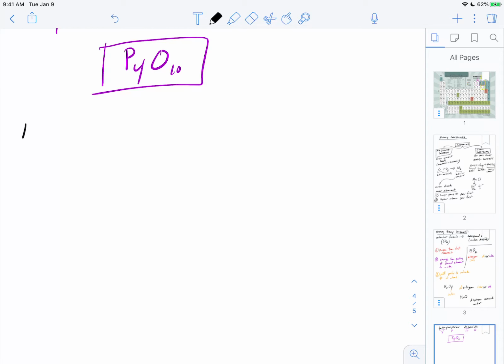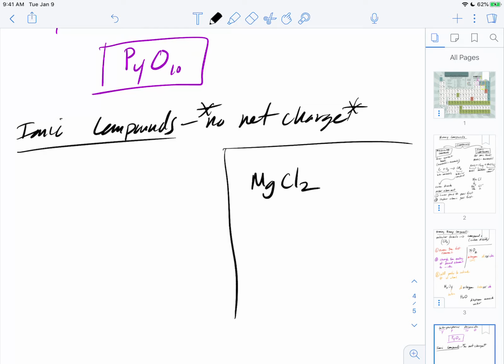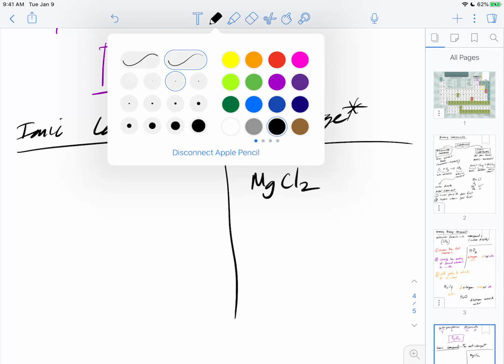So if you want to look at ionic compounds, these are ionic compounds that have no net charge. And this is key. We have to make the assumption that these compounds combine in such a way that their charge is neutral, or 0. That's key to the assumption we're going to make. So let's do this for, we'll start off with MgCl2. This will be our example, MgCl2.